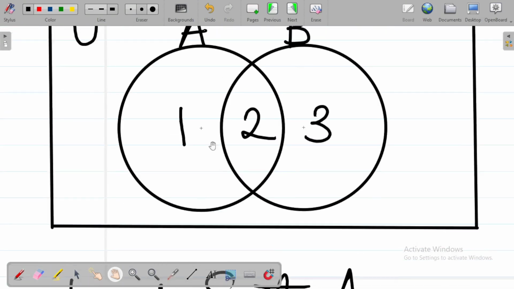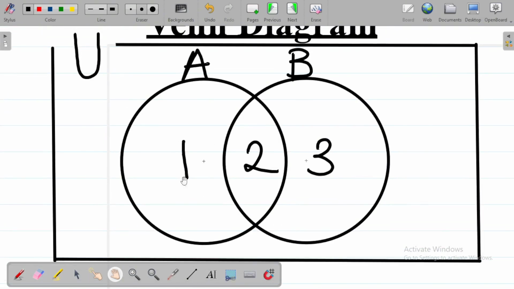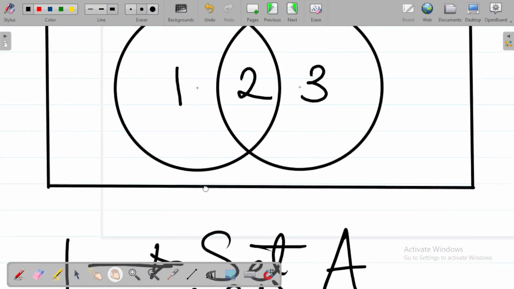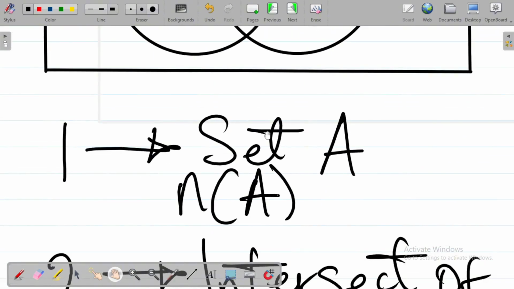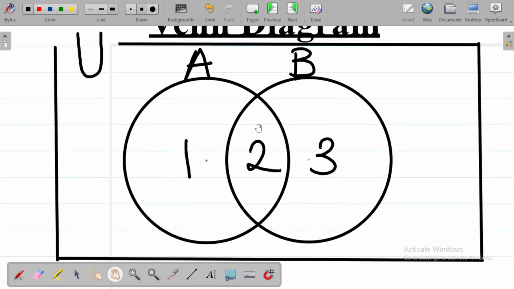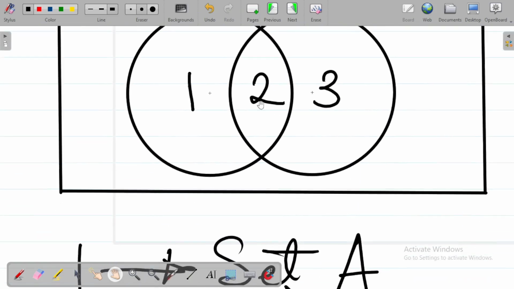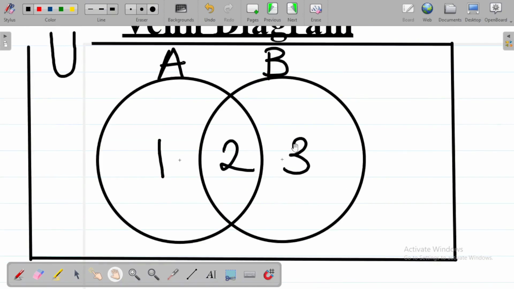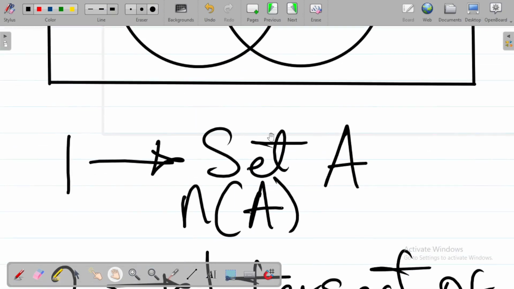So we can see that this space here, which is 1, is set A. The space in between B and A, which is the intersect of B and A, is 2. And then 3 is set B.